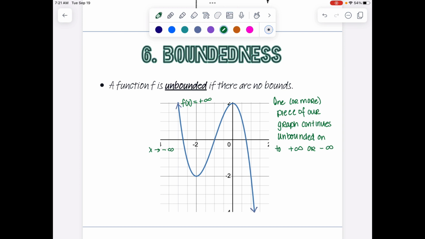On the other side of the graph, my x values are going to keep going to the right to positive infinity for all of eternity, and my f of x or my y values are going to go down to negative infinity. So we have some unbounded action going on somewhere. It could be either side or both sides, but it goes on forever in one direction. So that makes it considered to be unbounded.